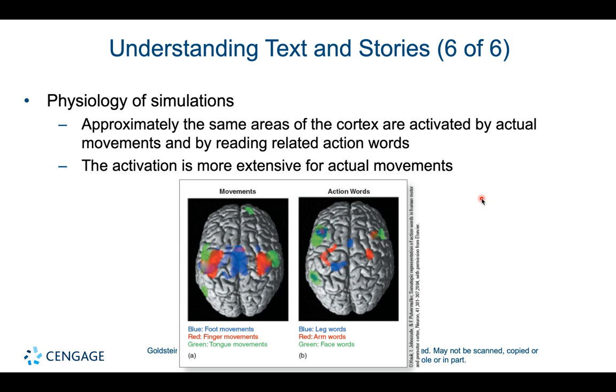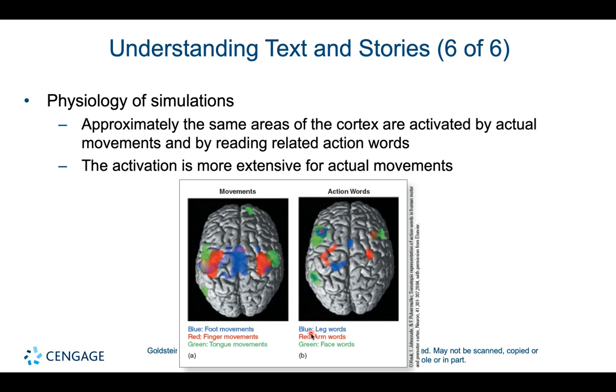One thing that I find extremely interesting is that our perception of action words actually overlaps with the areas of the brain that are used for movement of those sorts of actions. So people made movements with their feet, their finger, or their tongue. And you can see the areas of the brain that controlled foot, blue for foot, red for finger, green for tongue.